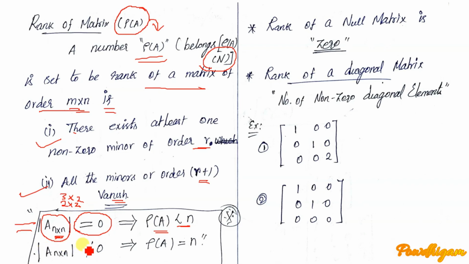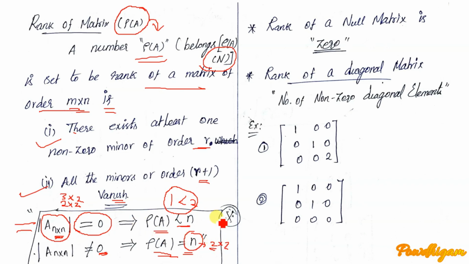Another condition: if the given matrix is an n cross n square matrix and the determinant is not equal to 0, then the rank is equal to n, where n is the order of the given matrix. If it is a 2 cross 2 matrix, the order is 2. If the 2 cross 2 matrix determinant is 0, then the rank of the matrix is 1, because the order is 2 and the rank is less than 2. So the minimum rank of a matrix is 1, and the maximum rank is the order of the given matrix. You have to remember all these concepts.